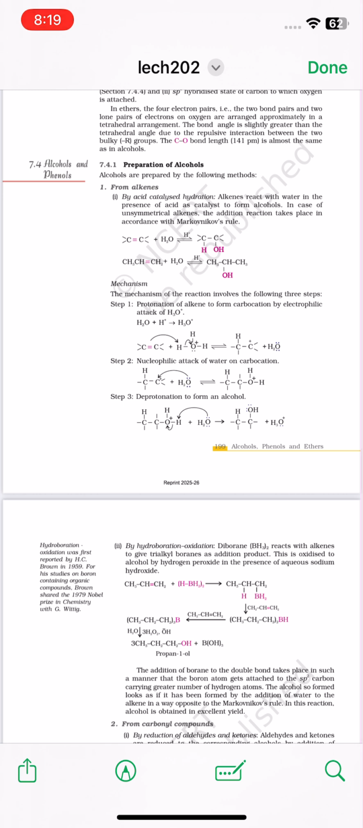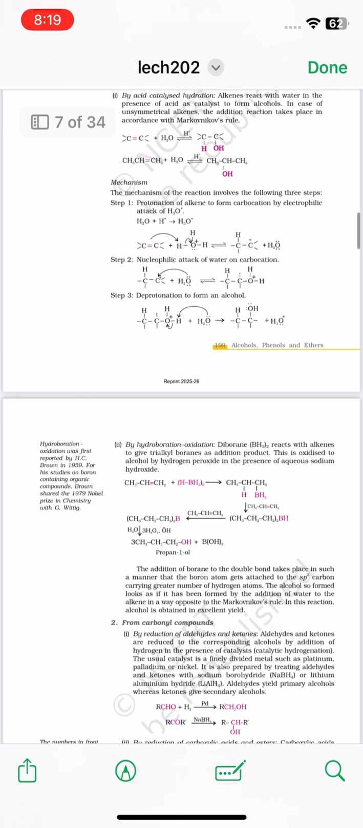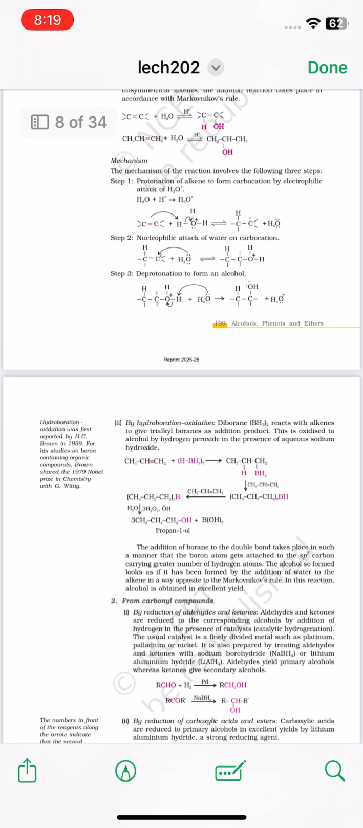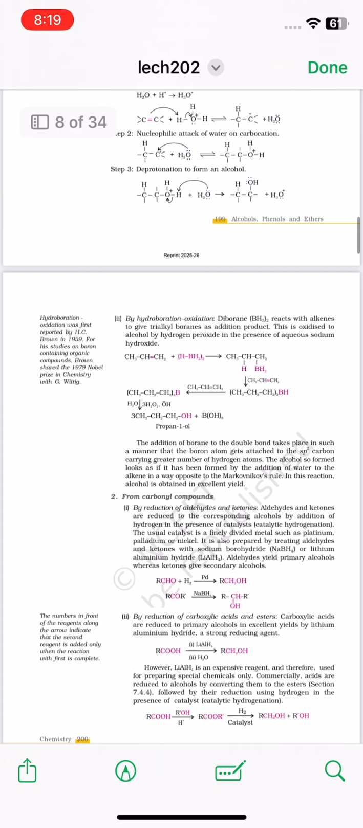Mechanism. The mechanism of the reaction involves the following 3 steps. Step 1. Protonation of alkene to form a carbocation by electrophilic attack of H3O+. Step 2. Nucleophilic attack of water on the carbocation. Step 3. Deprotonation to form an alcohol.